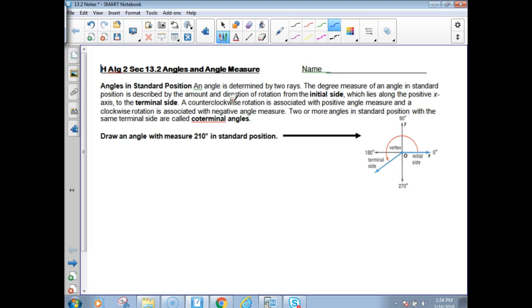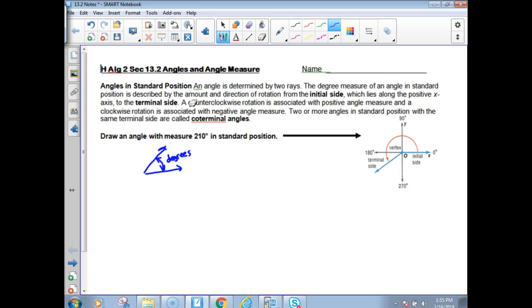Angles in standard position. Well, angles are determined by two rays. You've seen this before, an angle. An angle is an opening between two rays, and it's measured in degrees. You don't have to write that down if you don't need to. That's just reminding you what an angle is.